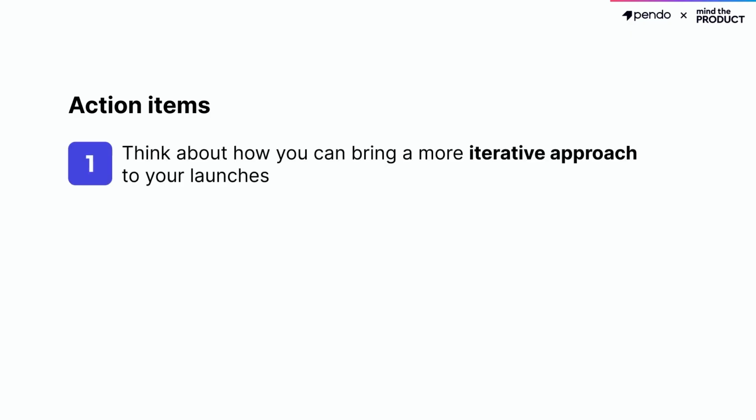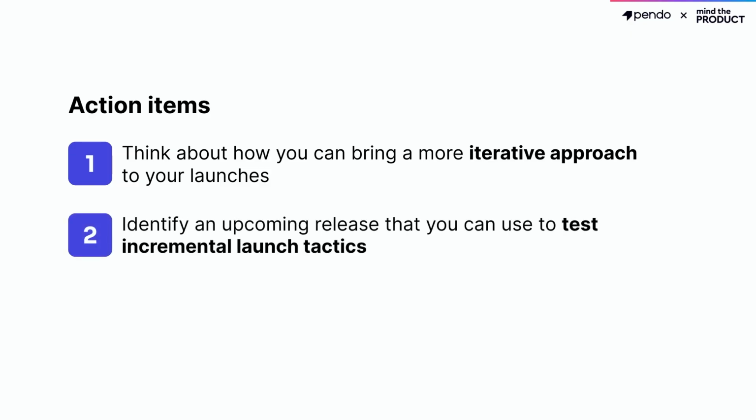Think about how you can bring a more iterative approach to your launches. How are you currently releasing products and features? Do you release functionality to a smaller group of users first? If the answer is no, identify an upcoming release that you might want to test these tactics out on. You can also use the exercise in this module to formulate an initial high-level strategy.